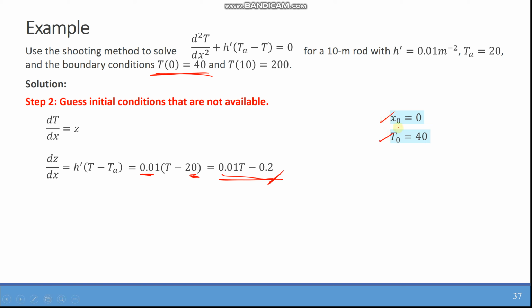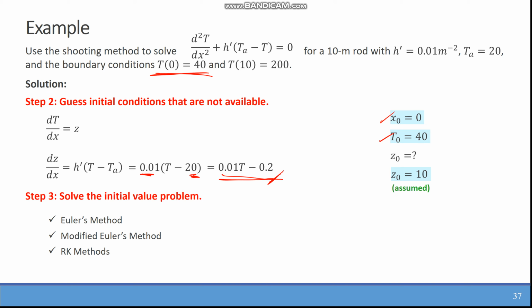our t is 40. Now we assume for z, let's just assume that when z is 10, and x is 0, t is equal to 40. Let's just assume this one. Solve the initial. So since this is now an IVP, I've converted this into an IVP.